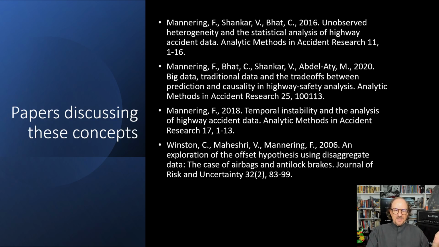So again, the papers that discuss each one of these topics are listed here. I have a 2016, 2020, 2018, and then the compensating behavior paper that I wrote in 2006 that looked at how people traded off when you put in anti-lock brakes and airbags. I've since applied that paper to the new technologies that we have today. So think about these 4 elements, glance at these papers if you prefer, and have a great time analyzing data because we're entering a great period.